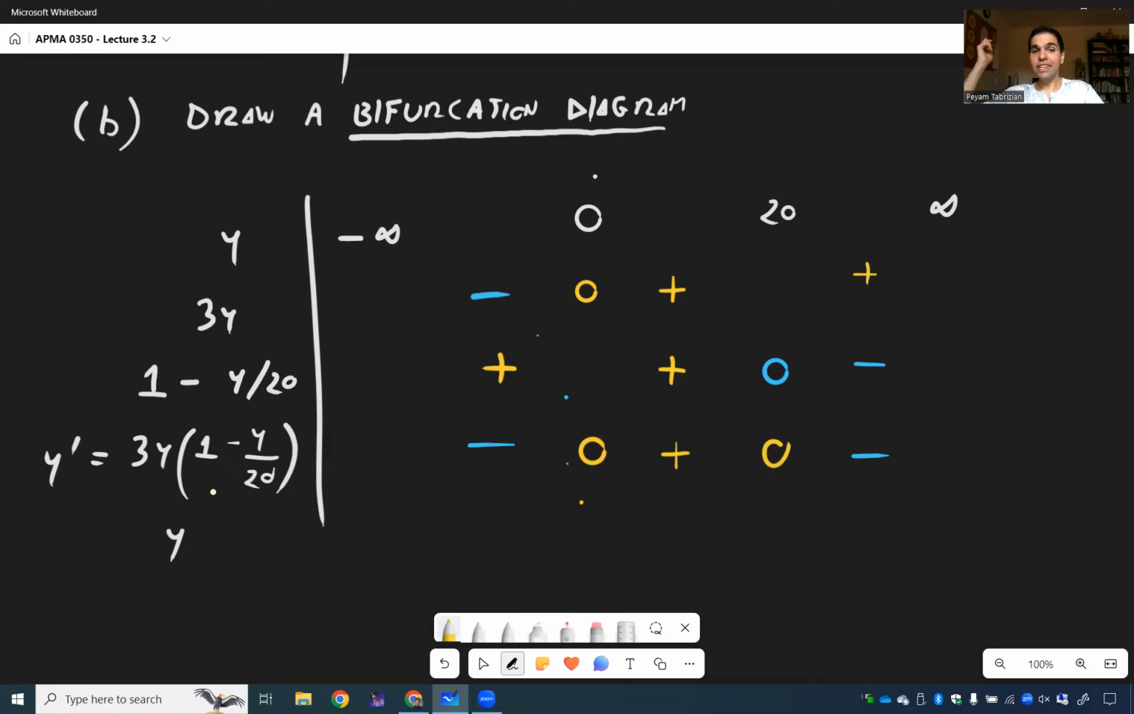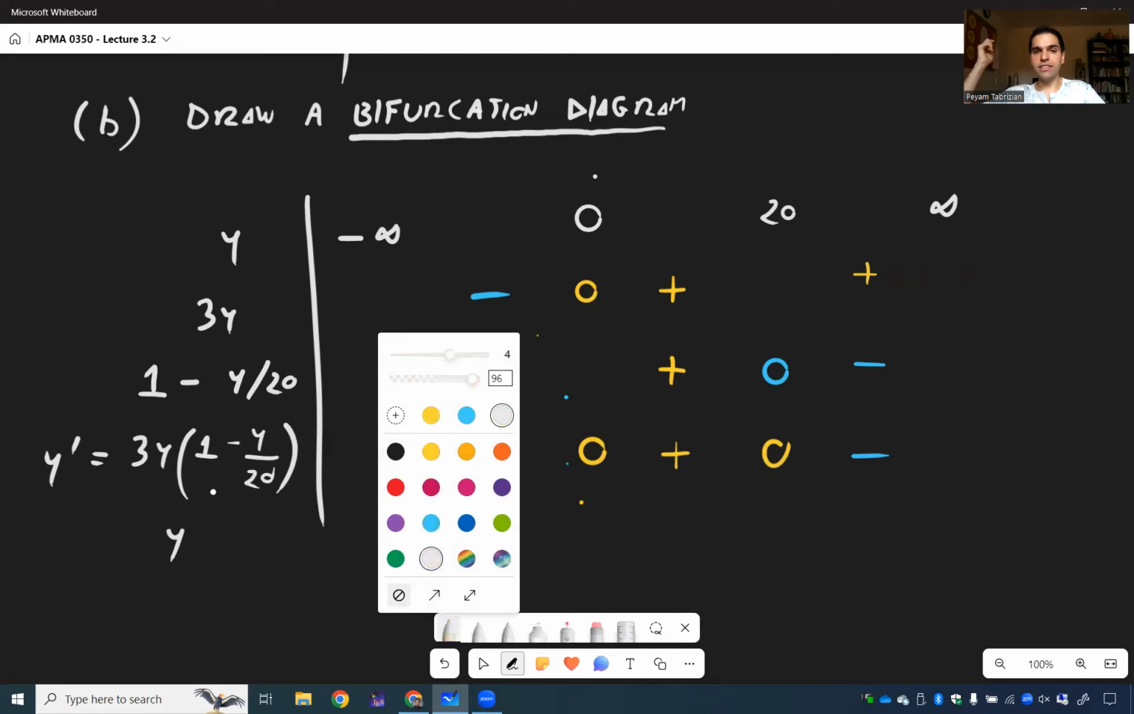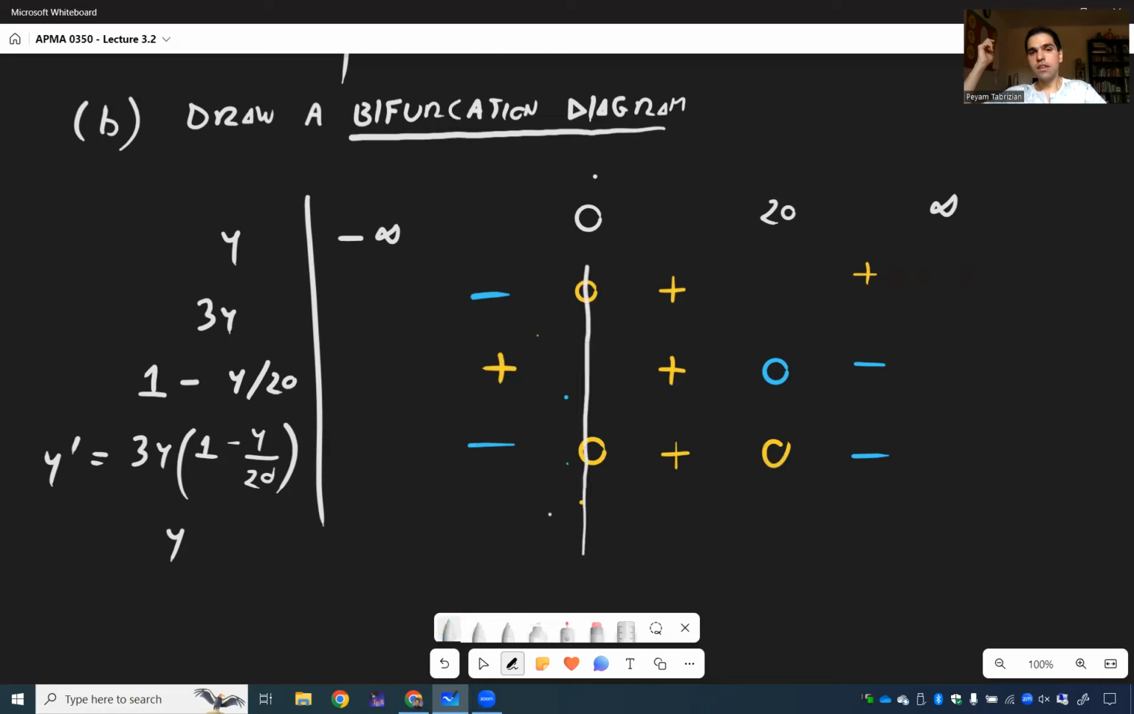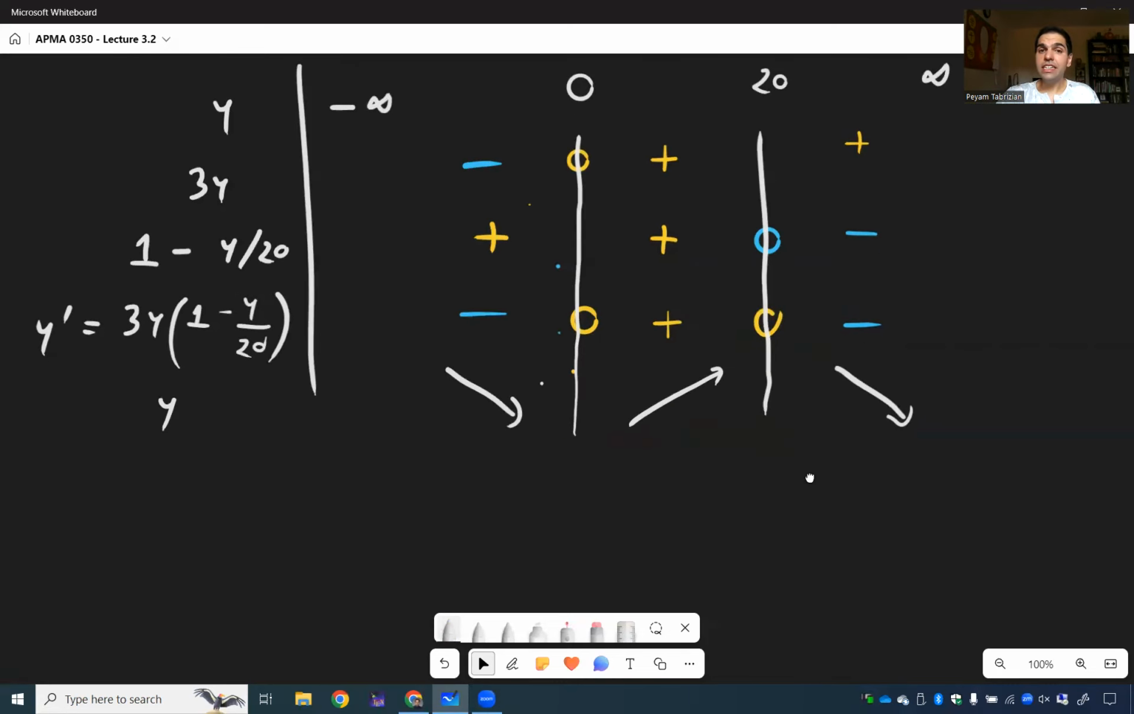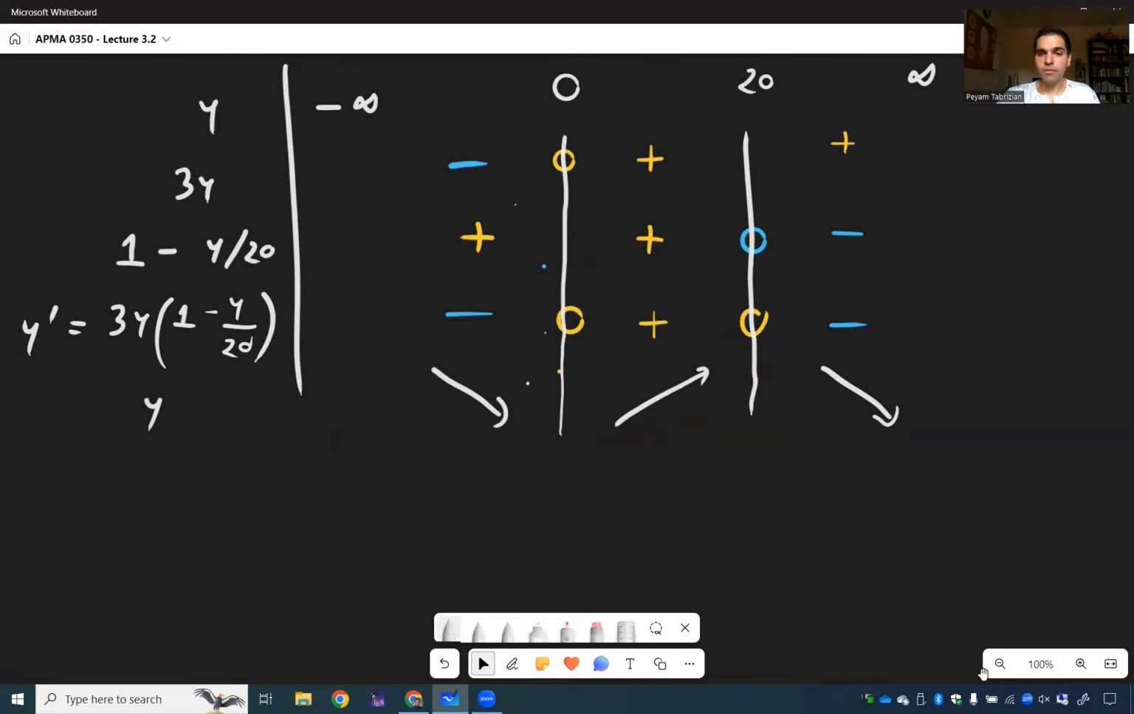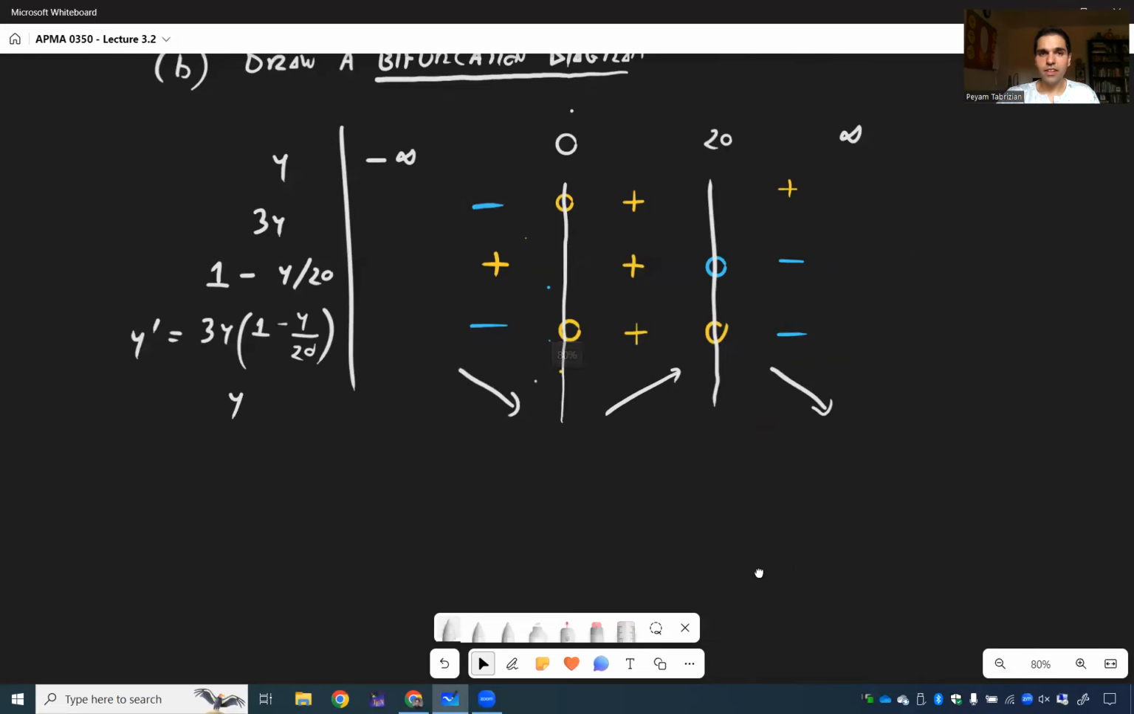And then last but not least, well, remember, if y prime is negative, then y is decreasing. And if y prime is positive, then y is increasing. So essentially, what we get is a decreasing solution, increasing, and then decreasing. Now, what does that mean in terms of our solution? So maybe let me draw that side by side.